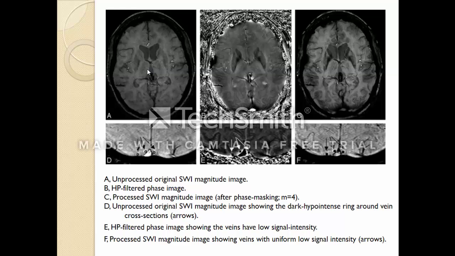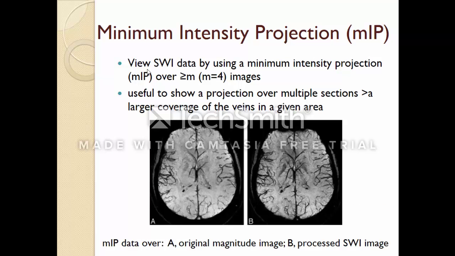So both magnitude and phase information are essential for proper tissue characterization and the creation of an SWI image. Combining phase and magnitude images ensures the detectability of the signal intensity changes coming from both T2 and the susceptibility differences between tissues. After this phase masking process, the SWI data are often viewed by using a minimum intensity projection over 4 or more images.